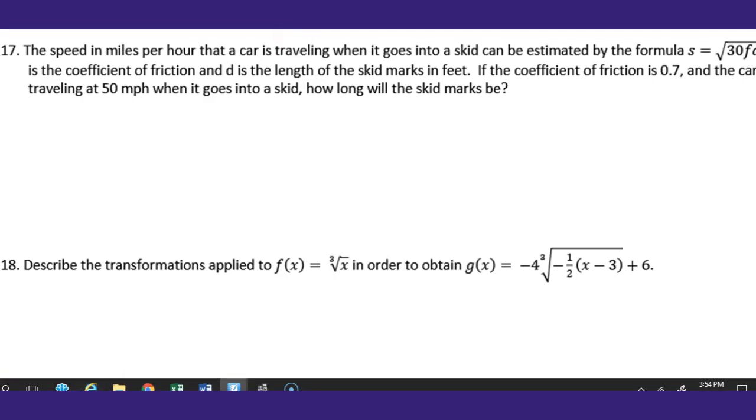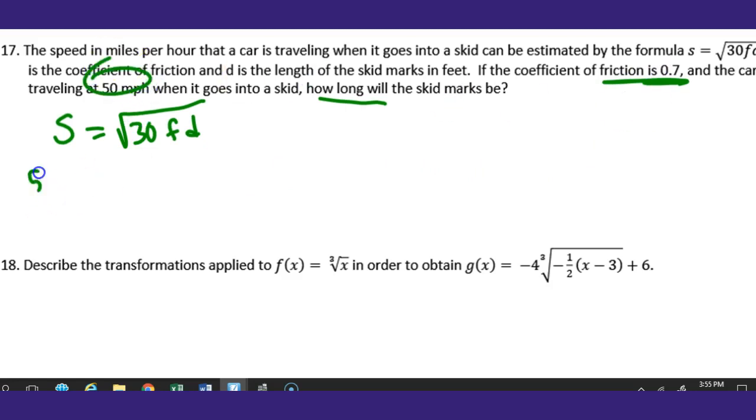So basically, we're looking for S because we know. Actually, no, we're looking for the distance. How long? I'm tripping. How long? So we're looking for D. So S equals the square root of 30 times FD. Well, if we look at it, we know what F is, and we know what the speed is. Okay, so we have 50 equals the square root of 30 times 0.7 times D. So we got to find D.